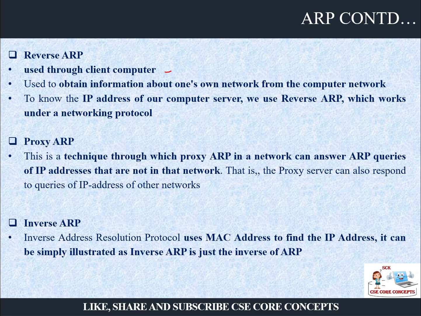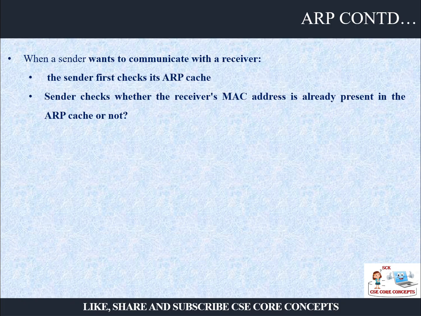Then third is the inverse ARP. Generally, we find out the MAC address based on the IP address. But here in inverse ARP, we use the MAC address to find the IP address. So this is called the inverse ARP.